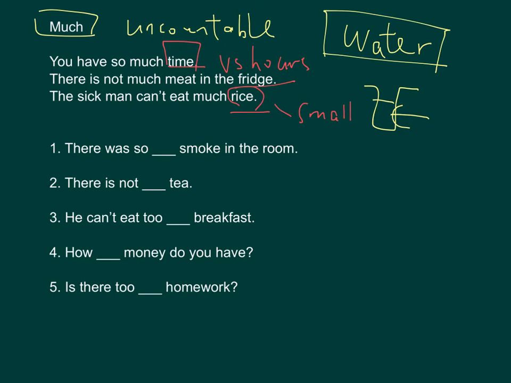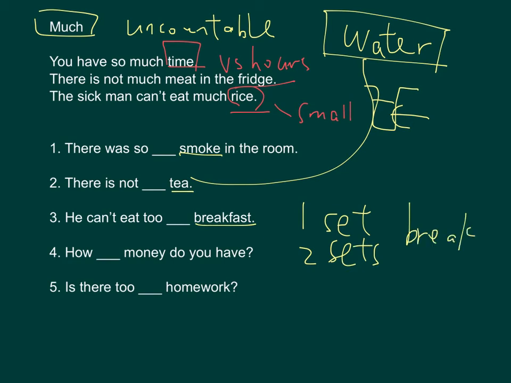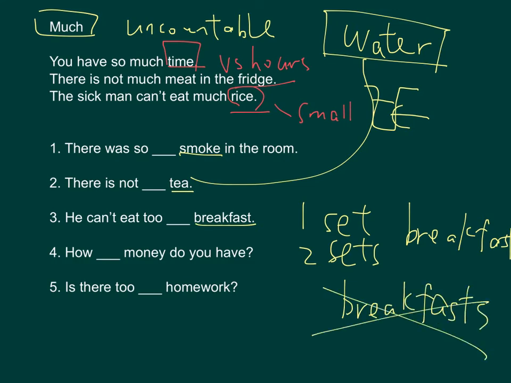One is countable, another is uncountable. So something like tea, tea is something like water, right? So it is also uncountable. Breakfast, one set of breakfast or two sets of breakfast is also okay, but no breakfasts. Okay, remember? No, we won't add s after breakfast. Okay, we only put another word to describe the noun. Okay, so make it simpler.